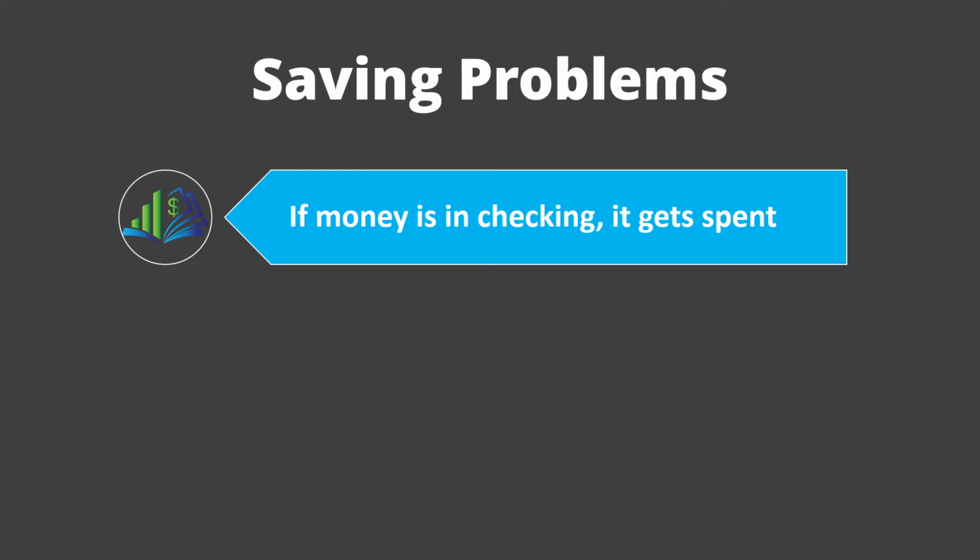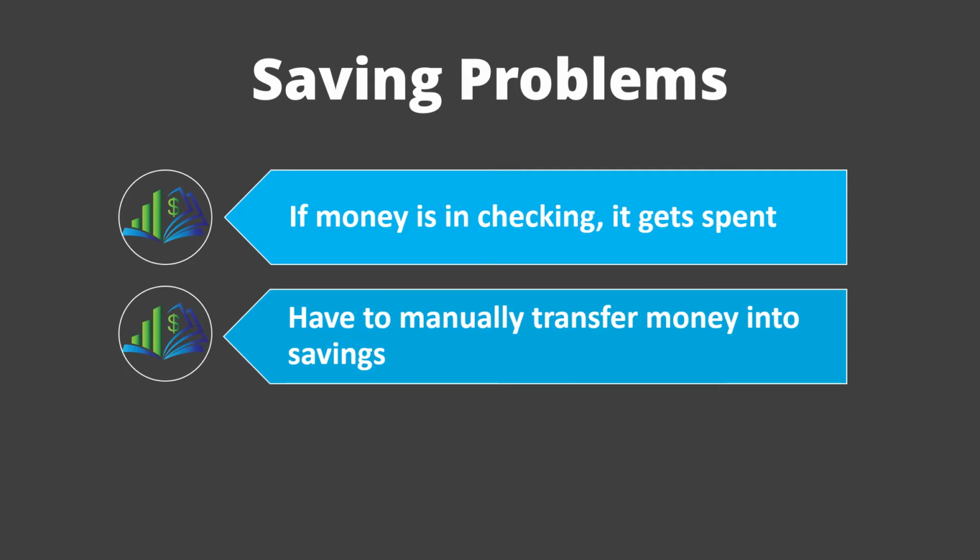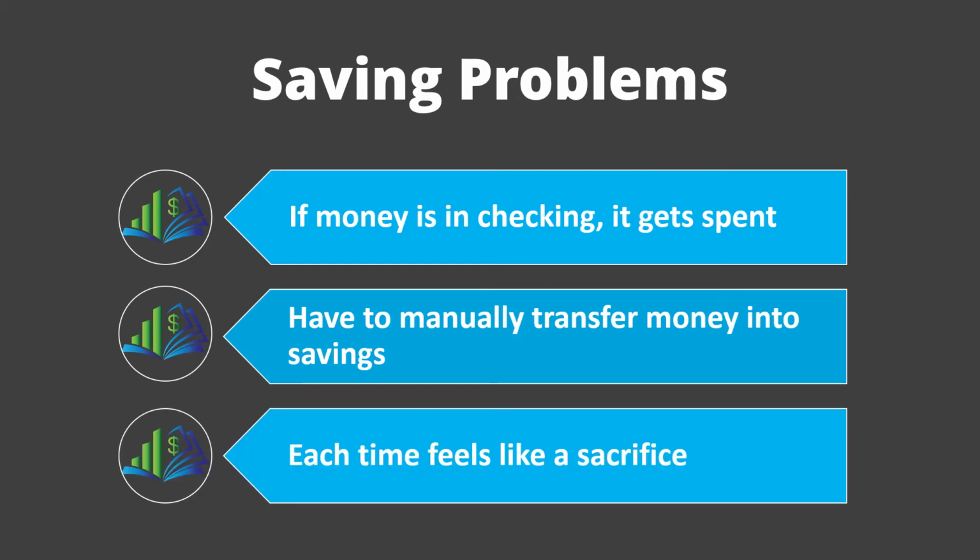Another problem is that if you have to manually transfer money into savings each time you want to quote-unquote save money, then it's just another layer of difficulty and burden that you have to do to save money. And each time you do that, it feels like a sacrifice. Each time you're moving money into savings, it feels like, oh, I'm giving up all this money that I could be spending on things that I really want. So each time you do that, it just feels like you're giving up. And the more you do that, the more painful it feels. And that's not what we want.